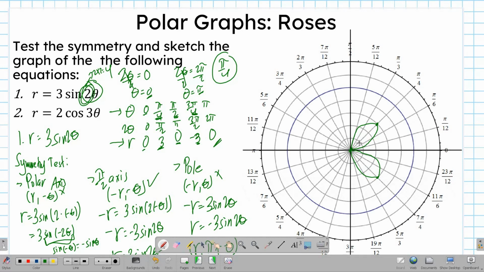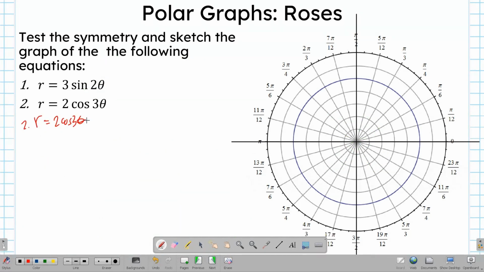Therefore, because of that symmetry, this carries over to 3 pi over 4, this carries over to 5 pi over 4. 1, 2, 3, here. So therefore, we should also have a petal here, and a petal here. So that's the rough sketch of r is equal to 3 sine 2 theta.